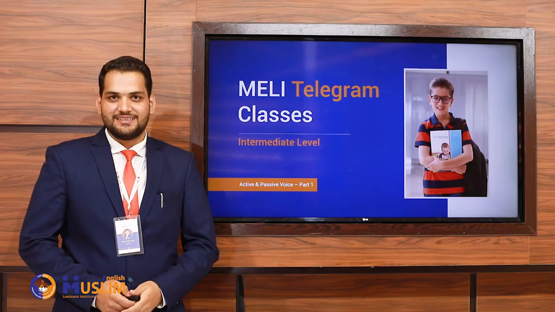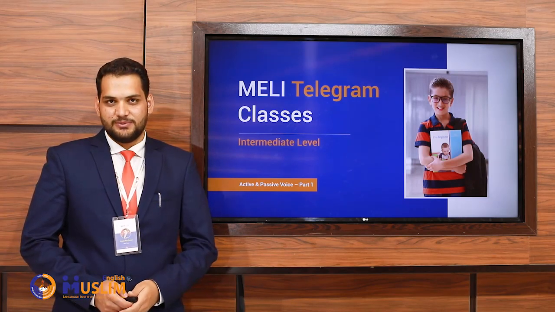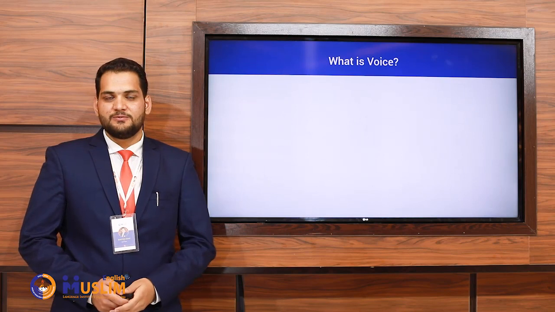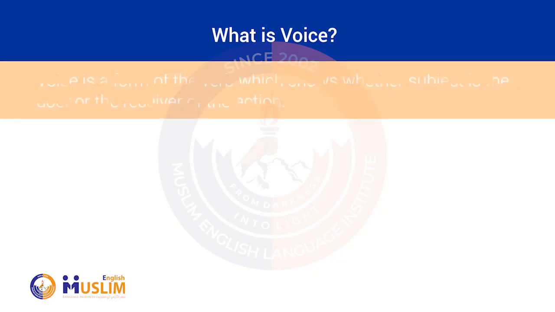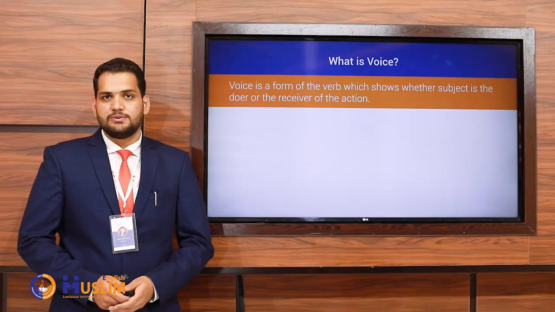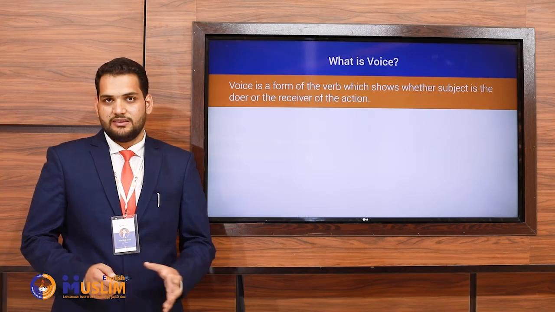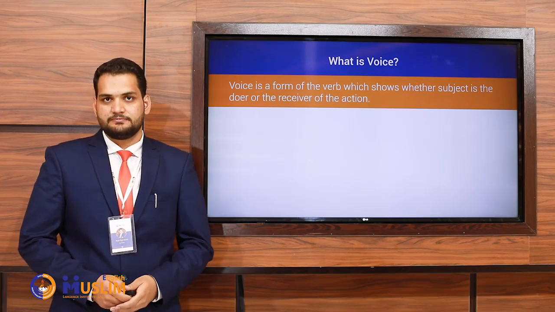This is the grammar lesson on active and passive voice for intermediate level, part 1. In this lesson, we're going to talk about voice. What is voice? Voice is a form of the verb which shows whether the subject is the doer or the receiver of the action. In other words, we can use the voice to identify whether the subject does an action or receives an action.